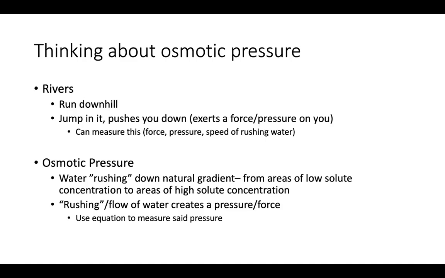In osmosis, water is rushing down its natural gradient. So instead of going downhill with gravity, the natural gradient for osmosis is from areas of low solute concentration to areas of higher solute concentration. This rushing or flow of water creates some amount of force or pressure, and it's that pressure or force that we're measuring, and that's what our osmotic pressure is. So hopefully that made it make a little more sense.